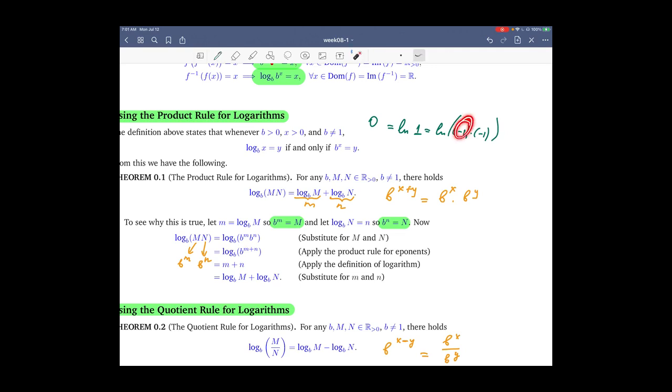Negative 1 times negative 1 is certainly 1. Now, applying the product rule, I simply get ln of negative 1 times ln of negative 1, where neither exists. Natural log of negative 1 simply doesn't exist, because the logarithmic function is only defined for positive arguments.